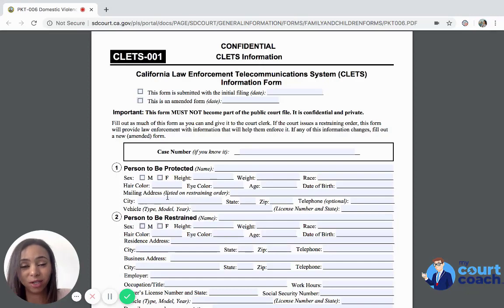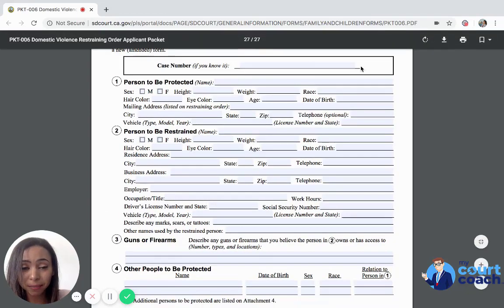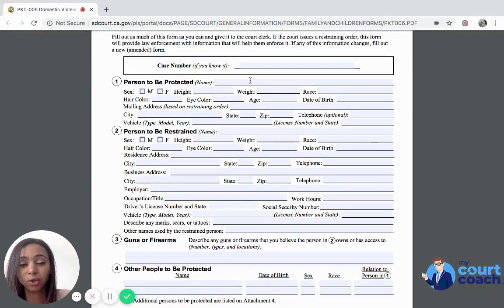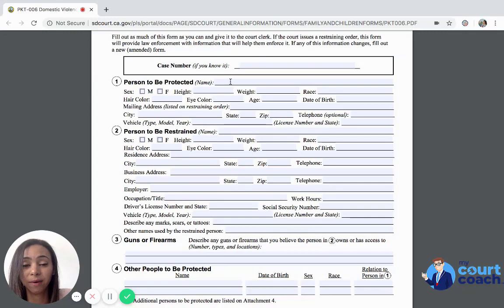This is confidential. It doesn't become part of the public record. And so you need to have a case number. You should have a case number at the time of completing this form. So if you don't know it though, it's okay because the clerks will likely complete that number for you.